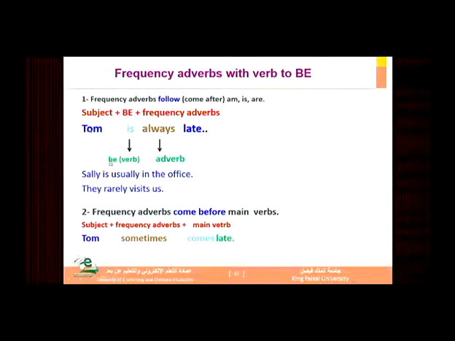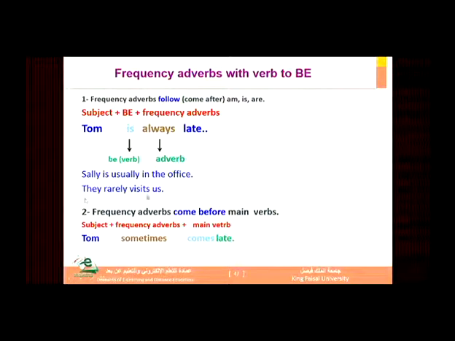So Tom is the subject, is is one form of verb to be, and always is the adverb. It is coming after the verb to be, while in the case of the simple present main verb, we have seen that the adverb comes before the verb rather than after the verb. Another example, Sally is usually in the office. We don't say Sally usually is. It is Sally is usually in the office. So the adverb comes after the verb.